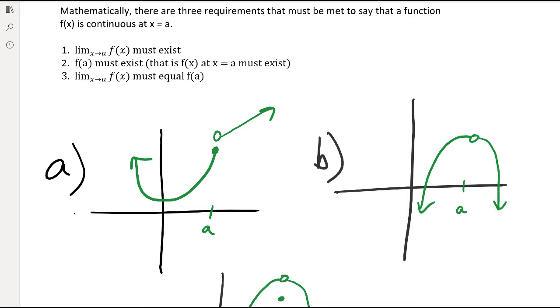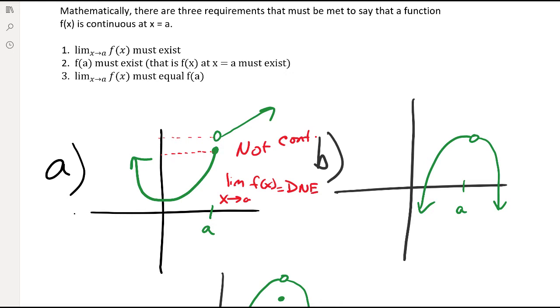the limit as x approaches a of f of x must exist. Well, the limit as we approach from the left will be whatever that y value is there, and the limit as we approach from the right will be this particular value. We know from previous lectures that if the left-hand limit differs from the right-hand limit, the two-sided limit will not exist. So for graph A, this function is not continuous because the limit as x approaches a of f of x does not exist. And remember, we write DNE whenever we talk about does not exist. The limit does not exist because the left-hand limit is different than the right-hand limit.